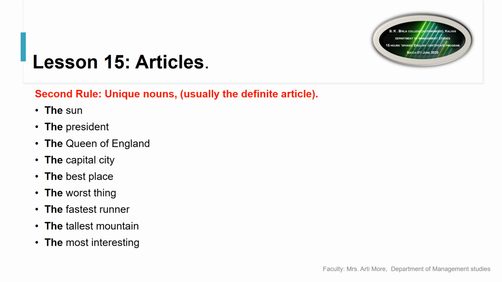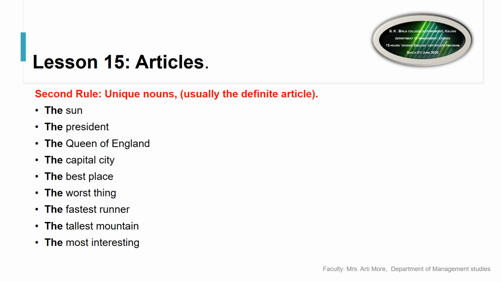Now let's focus on the second rule. Very easy to understand, so please listen very carefully. When a noun is unique, use the definite article. When something is unique, when there is only one of that thing, that's when we use the definite article. The definite article is the. The sun, because everyone is aware there is only one sun.